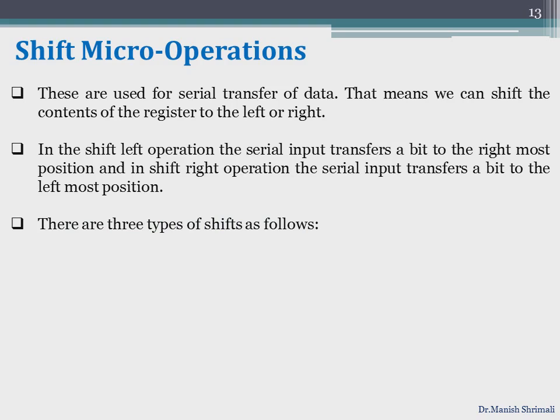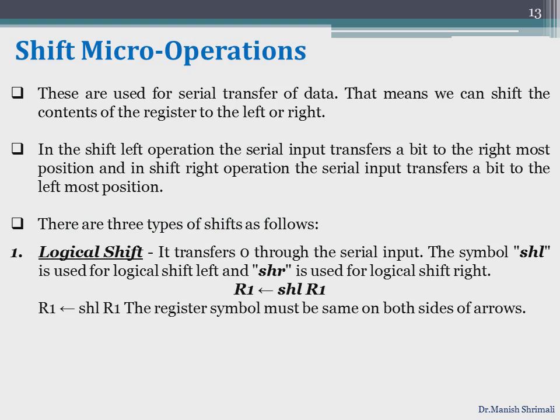There are 3 types of shifts, which are as follows. That is logical shift. It transfers 0 through the serial input, and the symbol SHL is used for the logical shift left, and SHR is used for the logical shift right. As you can see here, the contents of R1 are getting replaced by shift left of R1. Here there is an interesting point to note, that the register symbol must be the same on both sides of the arrows.